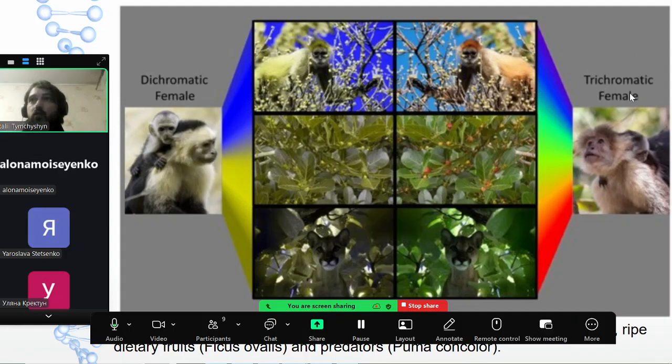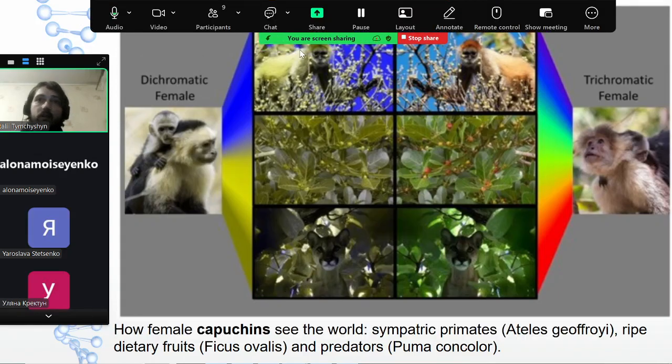Here is a trichromatic female, and this is basically how she sees the world. Others are not so lucky, and they don't have two different options in their two X chromosomes, so they don't realize this possibility, and here is how they see the world. So just with two types of different options. So here you see the example.